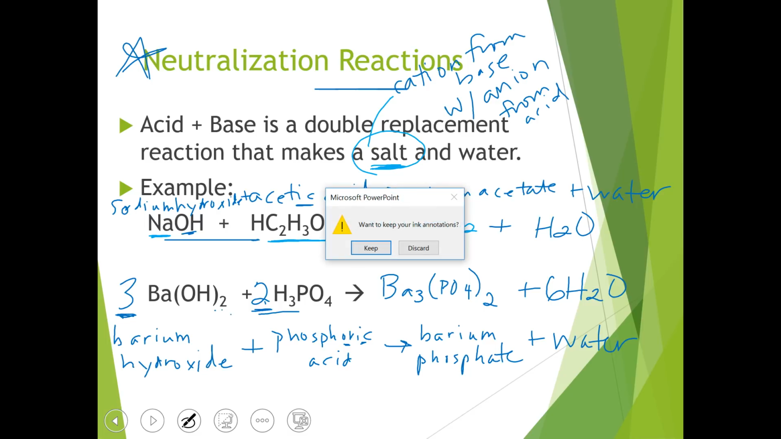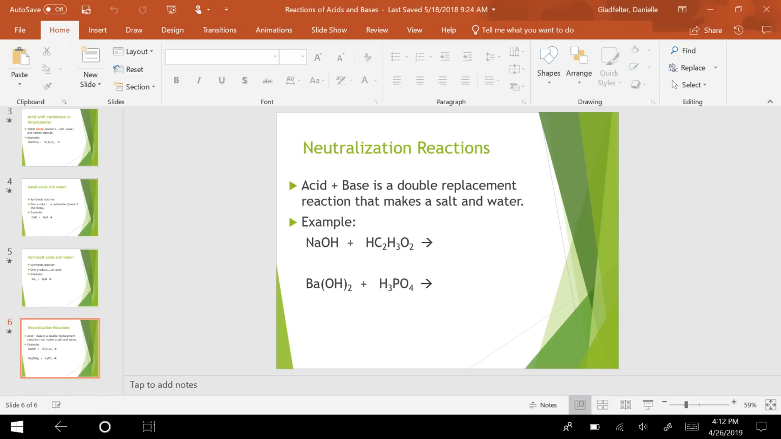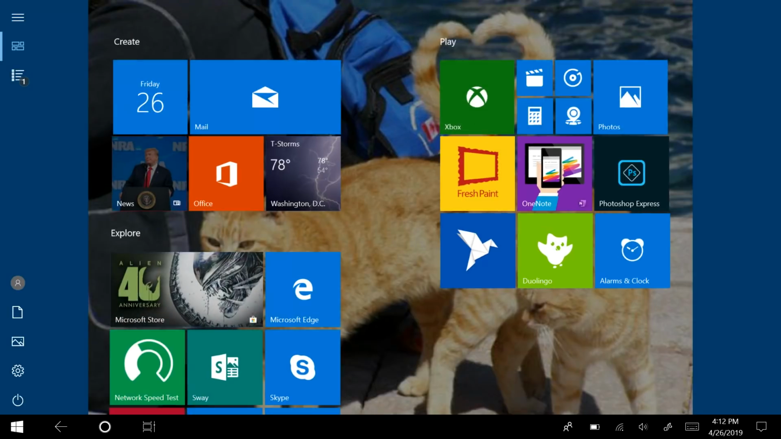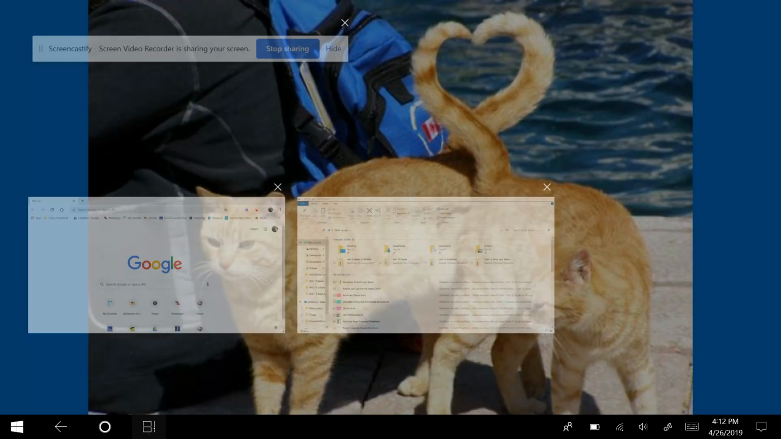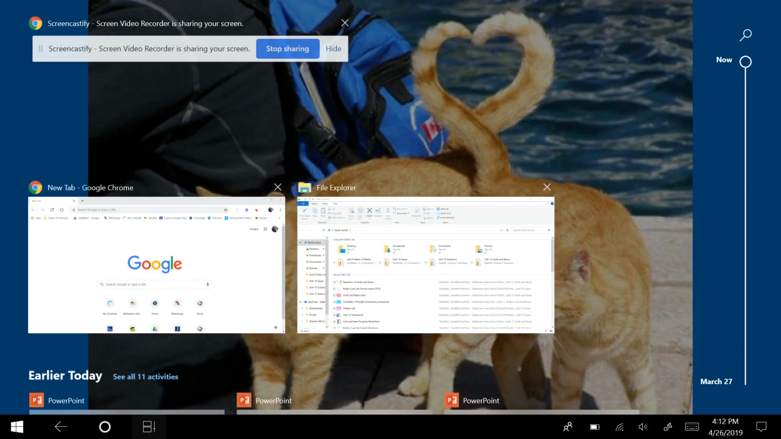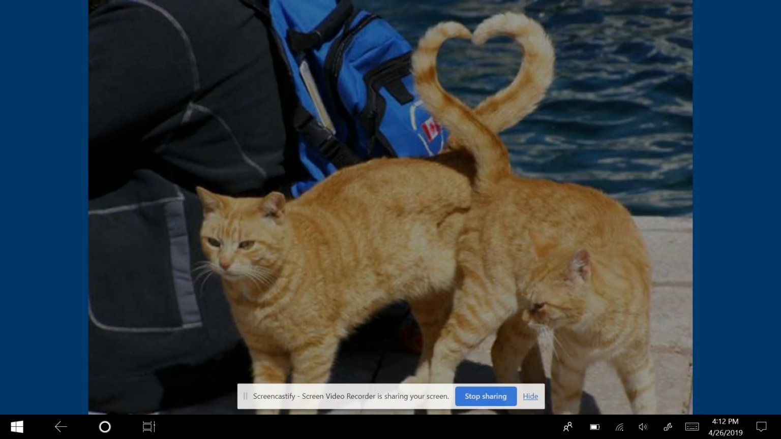So good luck. Homework. And so let me see here. Good luck with the homework and the WebAssigns, and hopefully we get to do this lab.